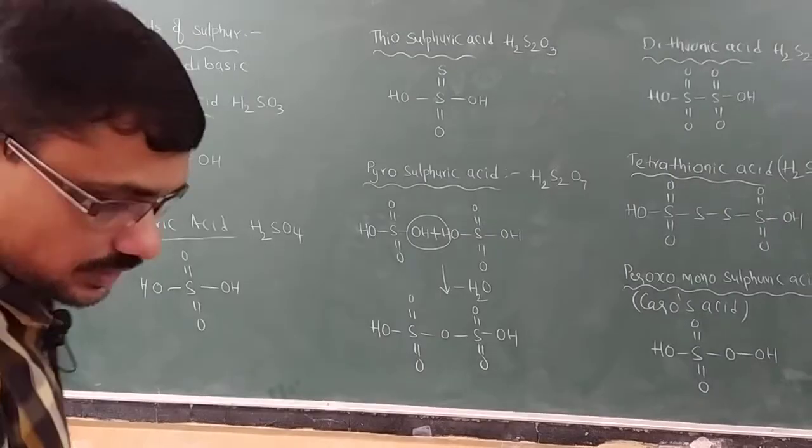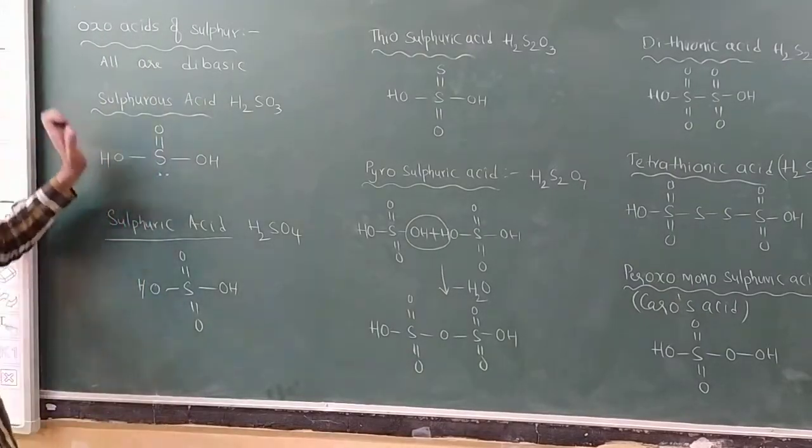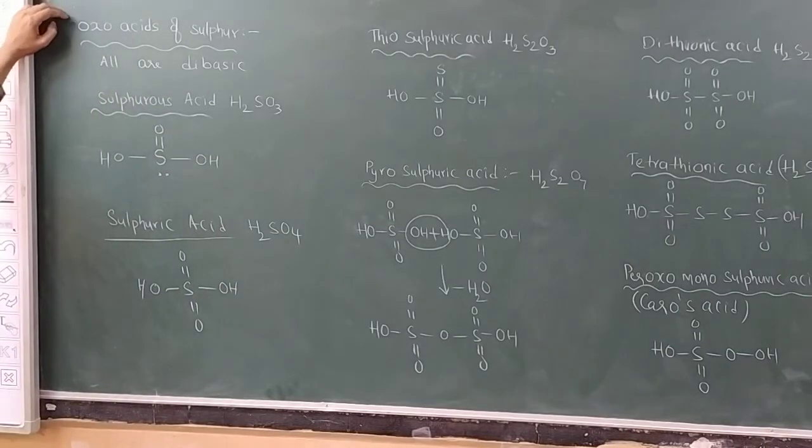Good morning children. Today we are going to discuss the oxo acids of sulfur. What are the different types of oxo acids of sulfur? Actually, in these, sulfur compounds are acting as acids because of H plus releasing from the oxygen. Hence they are called oxo acids of sulfur.